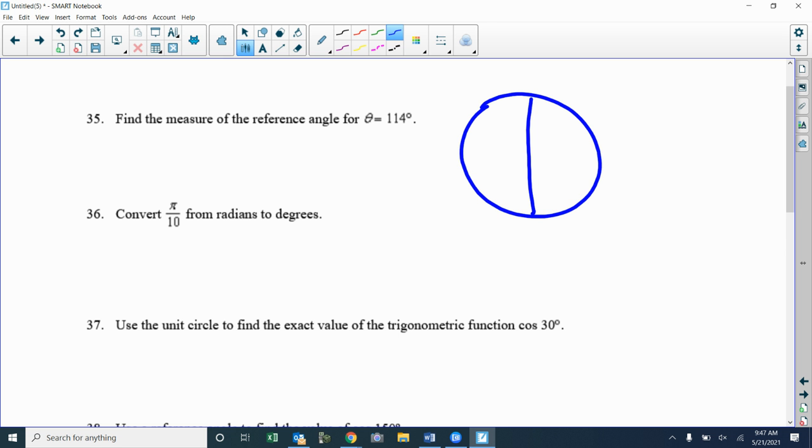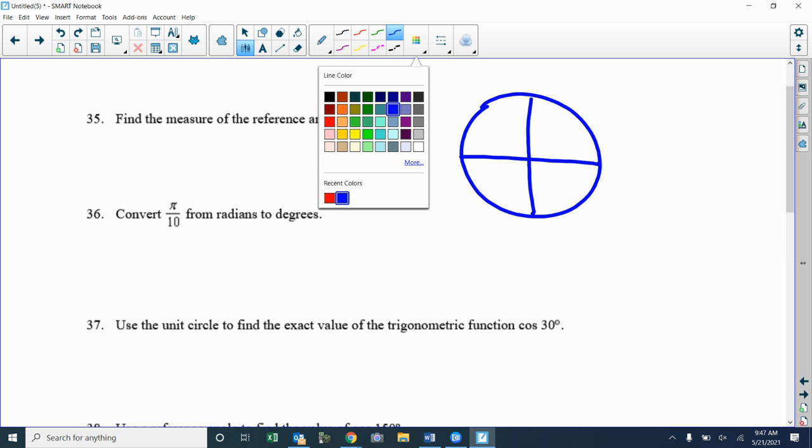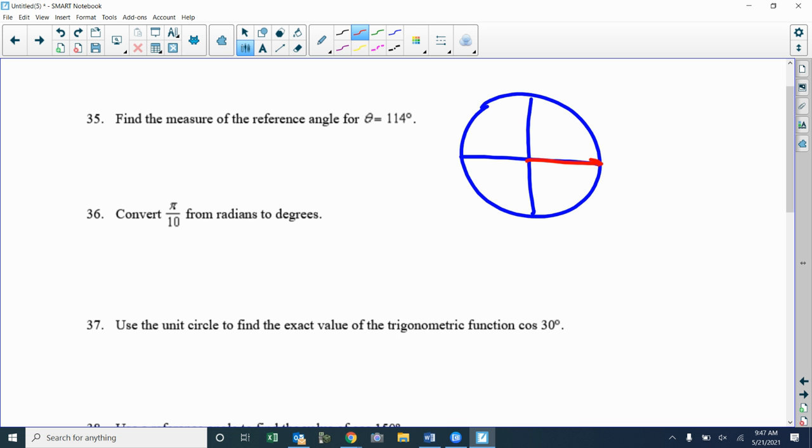So we have 114, initial side. 114 will put us up in here somewhere, and we're going to get back to the x-axis as quick as we can, which would be coming this way. So that reference angle would be the difference between 180 and 114, which would be 66.